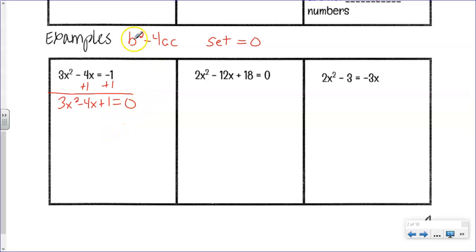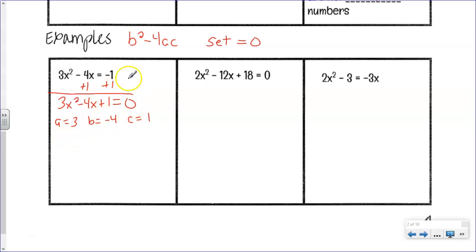Now we need to know our a, our b, and our c. So this is in standard form. It's ax squared plus bx plus c. So here our a is positive 3, our b is negative 4, and our c is 1. So we've been doing this. We understand this from when we were factoring. So this is using the same concept, and we're still talking about quadratics.